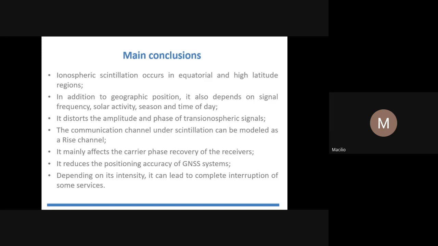One important thing in the model is that the fading is flat. It's not a selective channel.